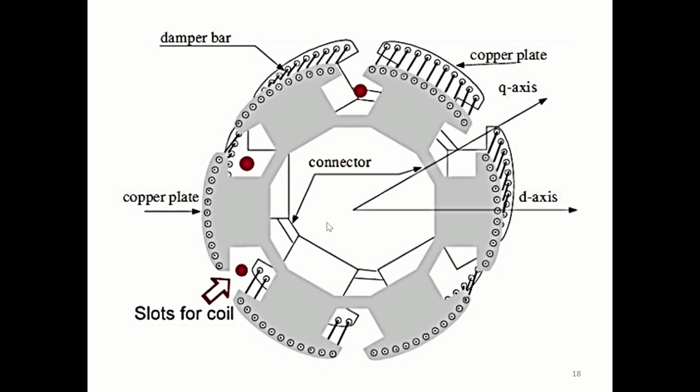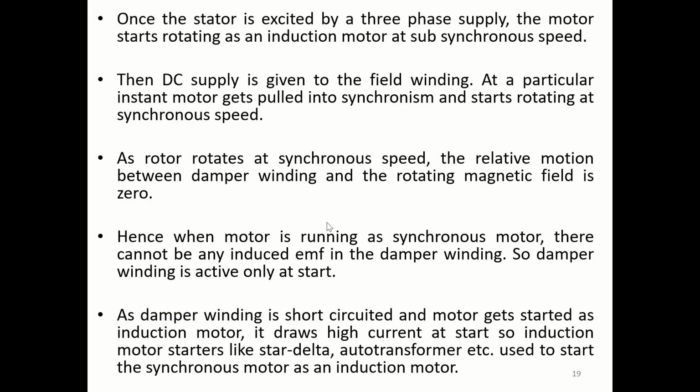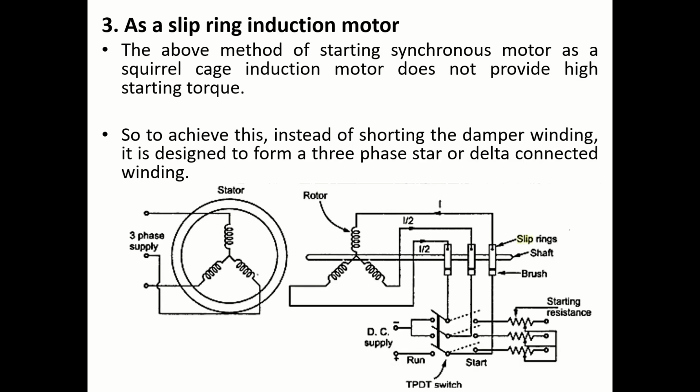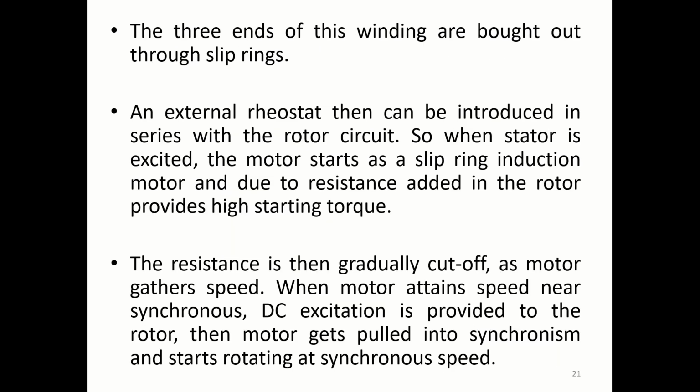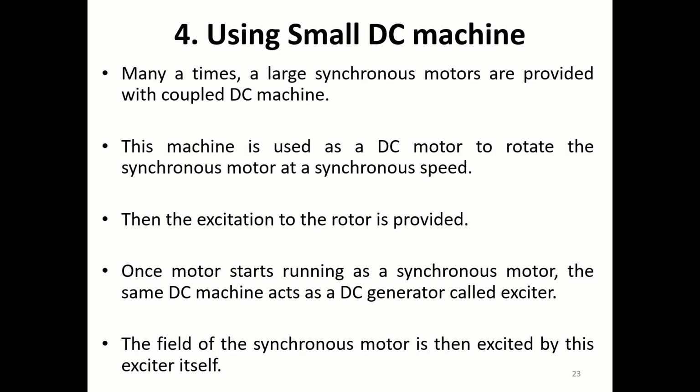That is one of the methods. Then there is the slip ring induction motor, where the rotor winding is made in the form of a slip ring induction motor. And then there is the small DC motor fixed to the rotor, which makes the rotor attain synchronism, and once it attains synchronism, the DC supply is switched on. It is similar to the pony motor.